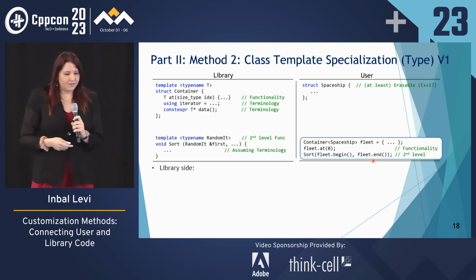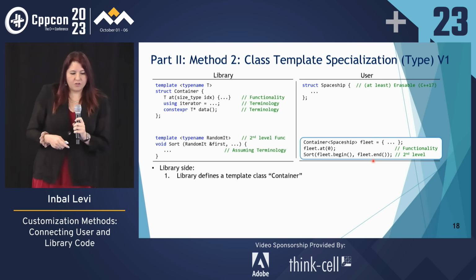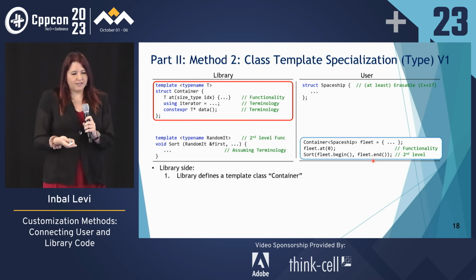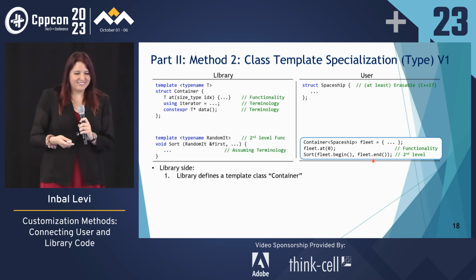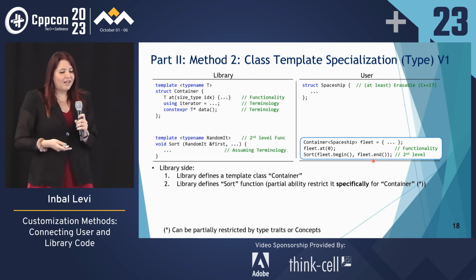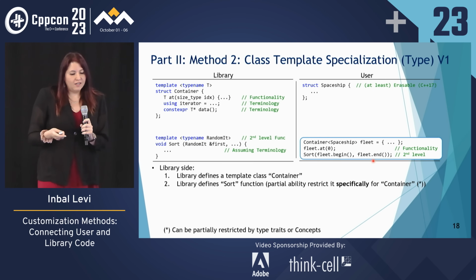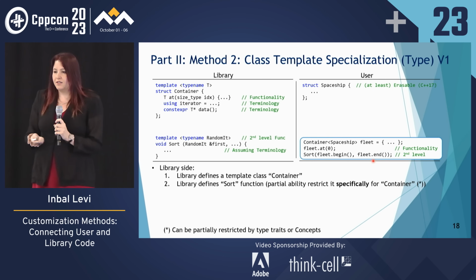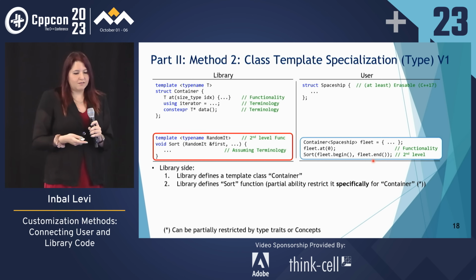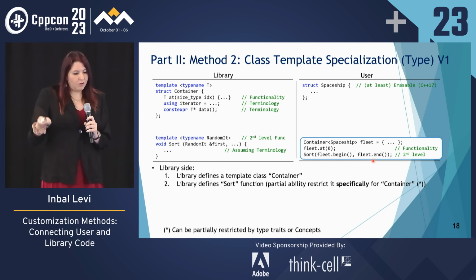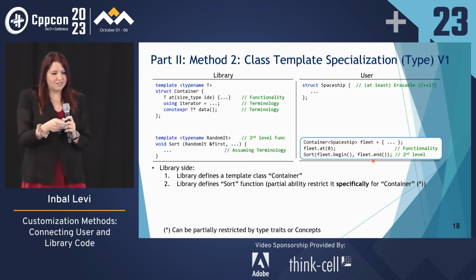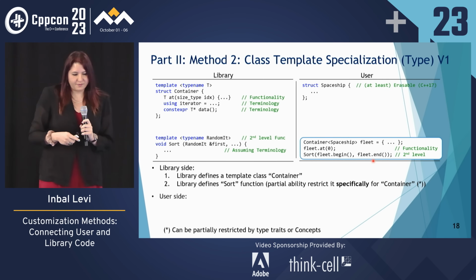So let's see that. In this example, the library defines a template class container, and I'm sure you've seen such examples a lot using the standard library. And the library defines a sort function with partial ability to restrict that. We can use concepts later. I'll talk about concepts later. And we call sort. Again, we know that we have some terminology and functionality because we instantiated a template.